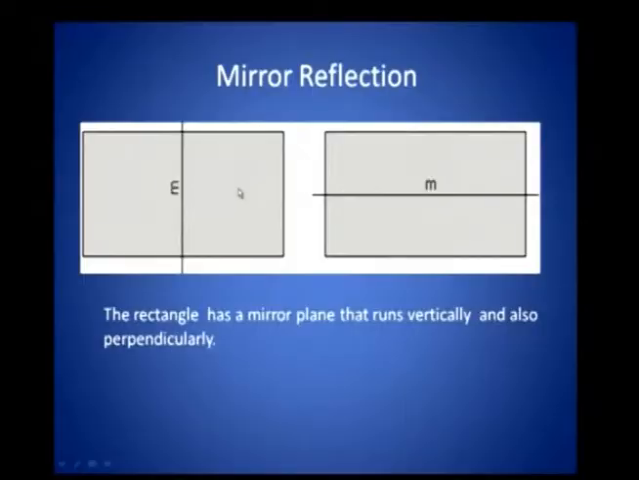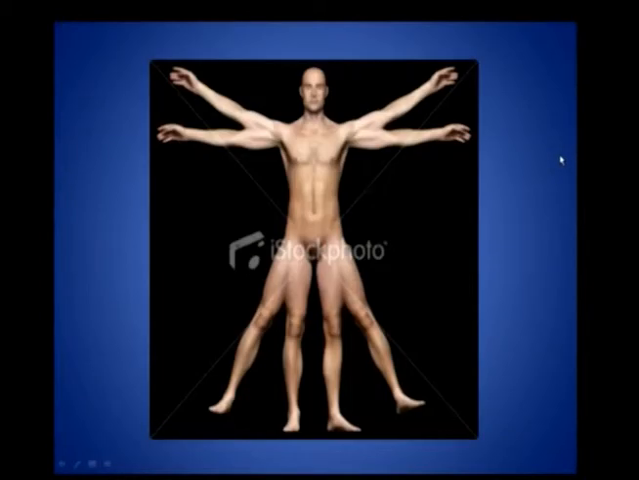So, here the right side of the rectangle is a mirror reflection of the left and vice versa. Similarly, the bottom that you have here is a mirror reflection of the top and vice versa. The rectangle has got a mirror plane that runs vertically as well as horizontally, okay, a mirror reflection. Let us look at this object.